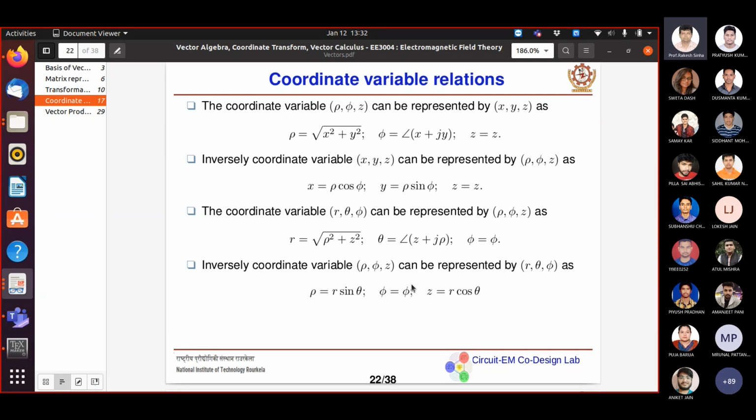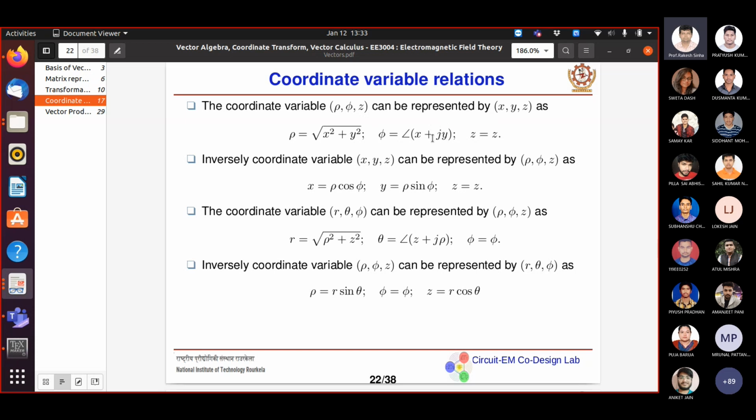Although this will not be part of your exam, you should know how this occurs. That's why it is very important. Now you are already familiar that the coordinate variable rho is the square root of x square plus y square. It is basically a distance. And phi is the angle of x plus jy, which is a complex number.